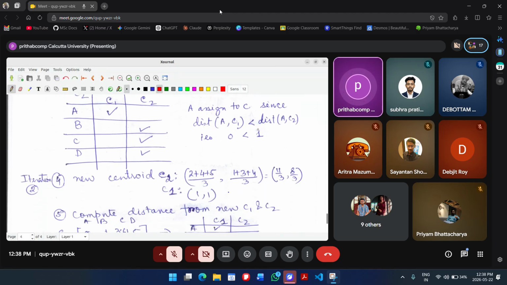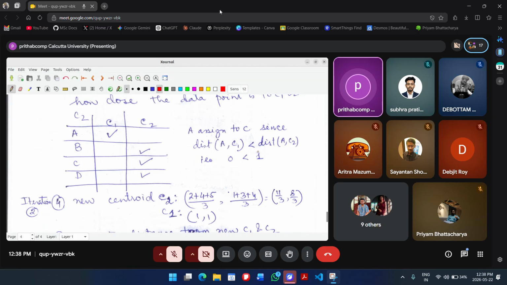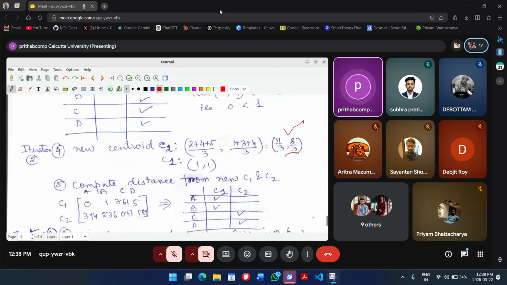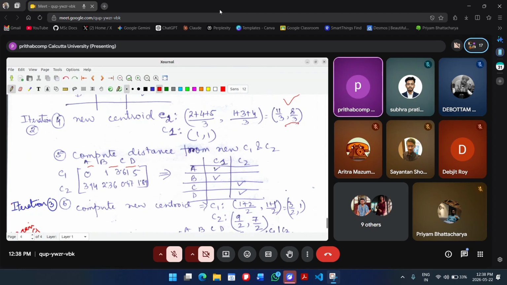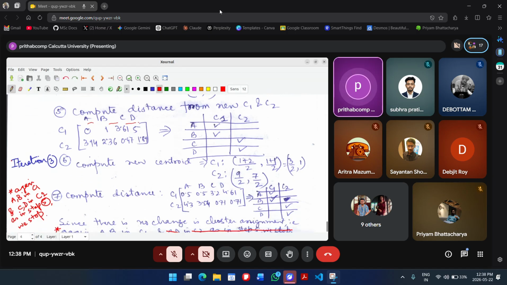Now you again recompute the centroids. The C2 centroid will change, and this is the new centroid. The C1 centroid remains the same. Now with respect to these 2 centers, you again calculate all these distances and reassign the points to different clusters. This way you keep on doing until there is no more change, and at the end you will get the true clusters.